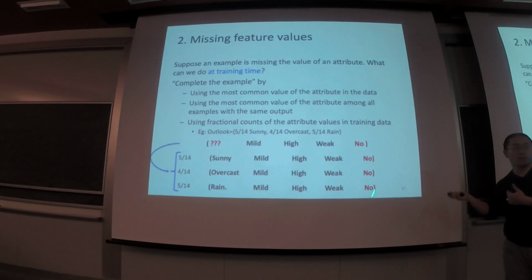So when the label is missing, I won't suggest you use this kind of strategy, because the label is a very important guidance for you to train an accurate predictor. Although, of course, technically speaking, you can use the same kind of way to complete the label. Instead of using fractional counts, we use the information gain to choose the label. Well, that's an interesting idea. You can definitely do that.